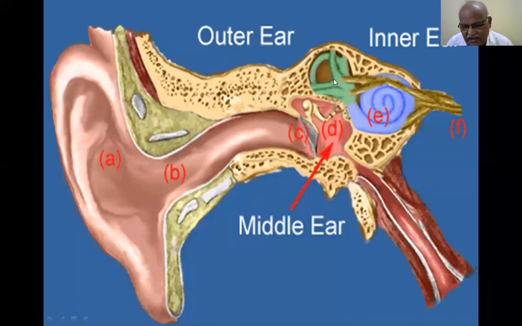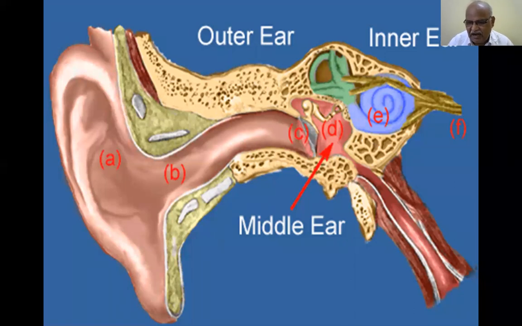This inner ear is present in the petrous part of the temporal bone. The entire structure is bone. This is the petrous part of the temporal bone. So, the inner ear is present in the petrous part of the temporal bone.